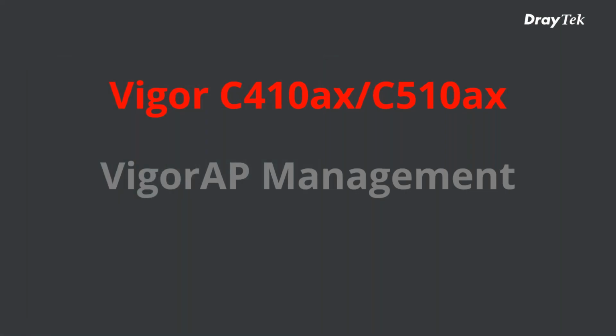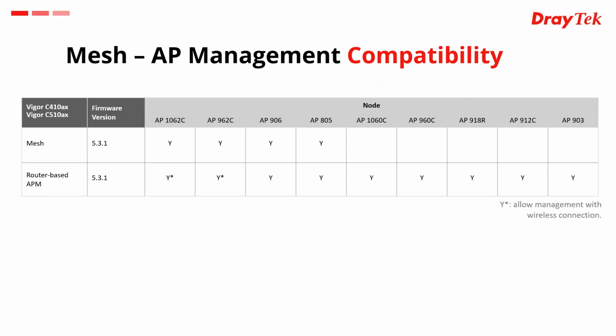Now we move into the section where we are going to cover some Vigor AP management. I've already mentioned it earlier, but it's quite important to see what the compatibilities are. The Vigor C410ax and Vigor C510ax are mesh compatible with Vigor AP 1062, 962, 906, and 805. So you've got your router as a mesh root, and then you can add some nodes. And here is the list of the current access points that are compatible.